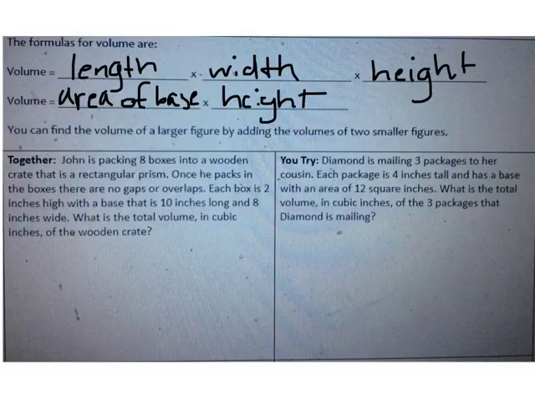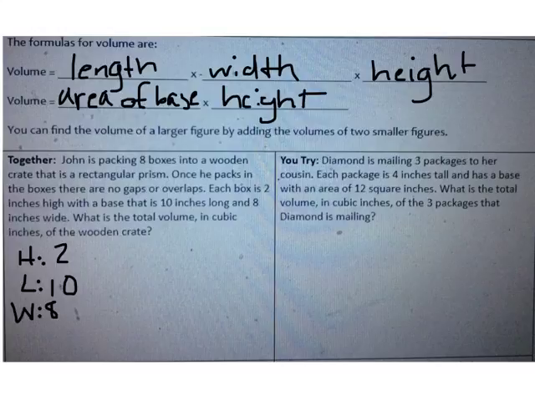Let's look at a problem together. John is packing 8 boxes into a wooden crate that is a rectangular prism. Once he packs in the boxes, there will be no gaps or overlaps. Each box is 2 inches high, with a base that is 10 inches long and 8 inches wide. So I know the length, width, and height of each box. What is the total volume in cubic inches of the wooden crate?